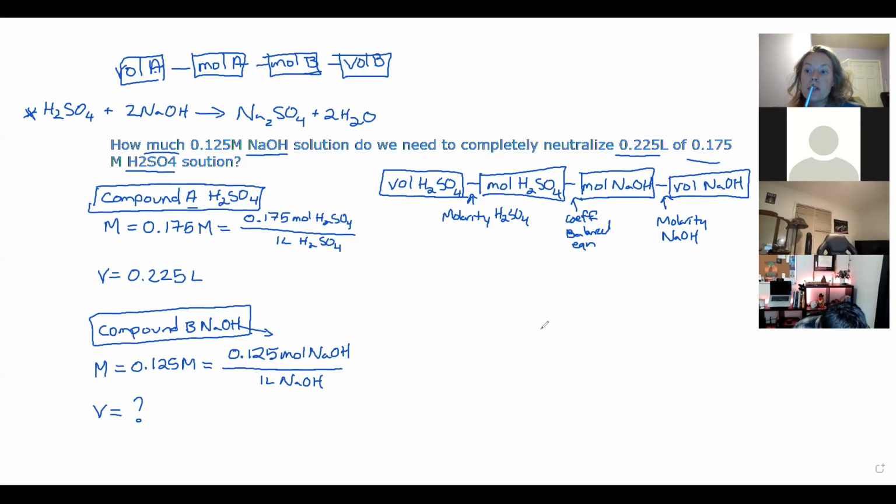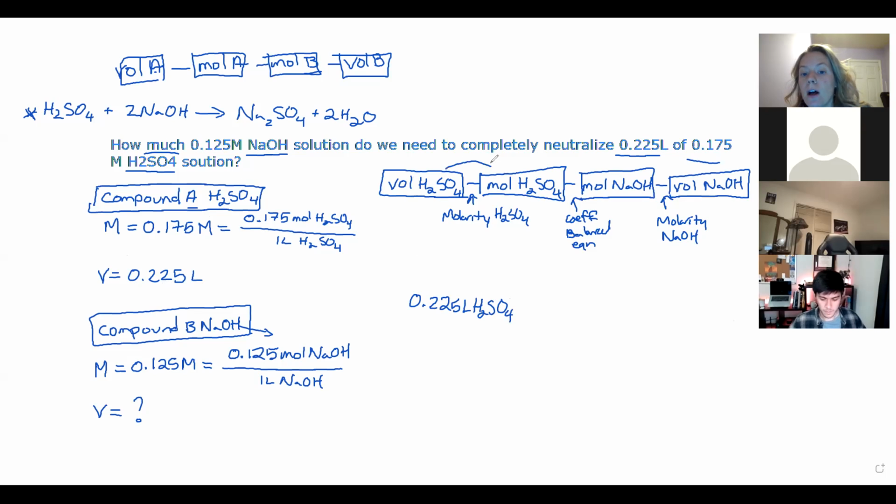So I'll walk you through the first dimensional analysis for this, and then I'm going to give you guys a problem to do on your own. So first we start with, and I know this feels like we haven't even started the problem, we've done a lot of setup, but this kind of dummy proofs the last part of it. So let's do what the flowchart tells us. It says, start with volume of H2SO4. So there's my volume of H2SO4 right there, 0.225 liters of H2SO4. There's no debating it. It's in that spot.